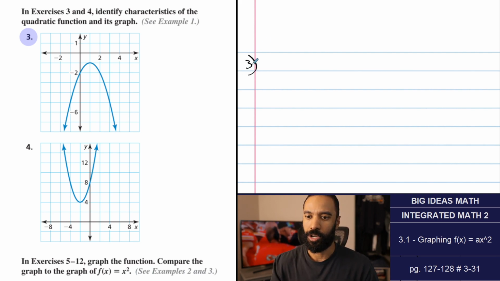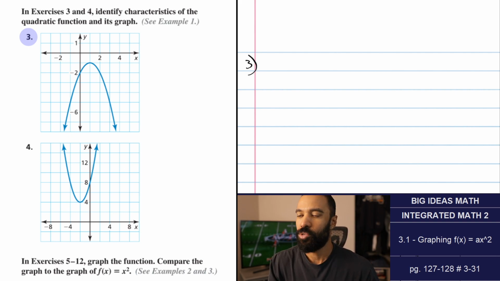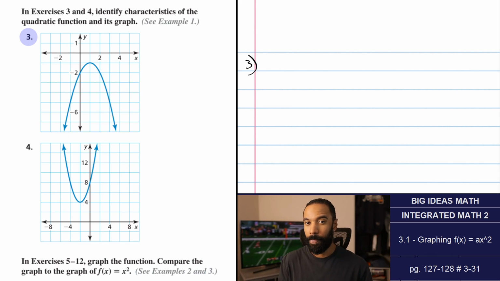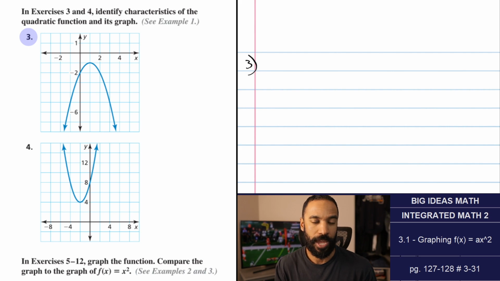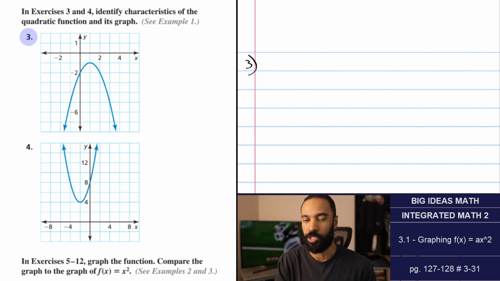Number 3, in exercises 3 and 4, we are going to identify the characteristics of the quadratic function and its graph. So these aren't specifically just ax squared. This could be any form of whatever. We don't know what the equation is, and frankly, we don't care. What we are doing, though, is looking at the features of it, and we will describe them.